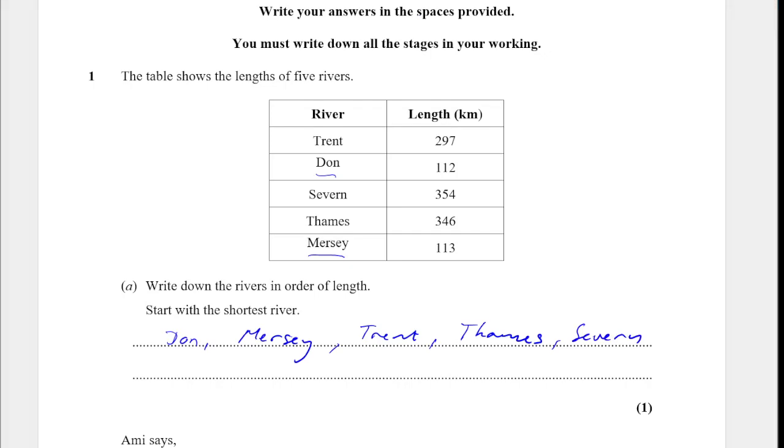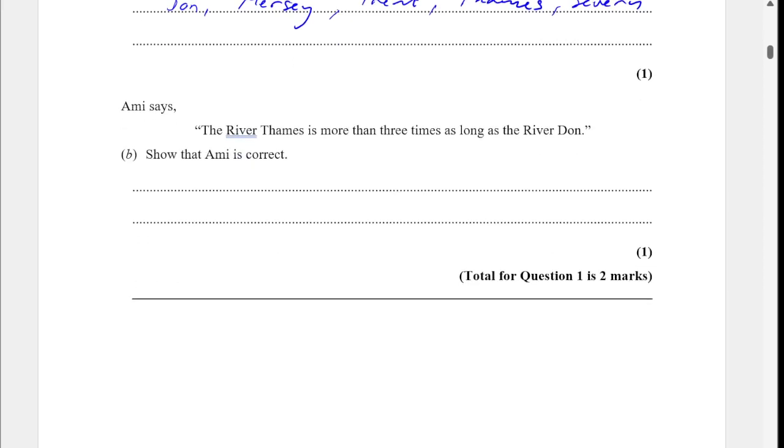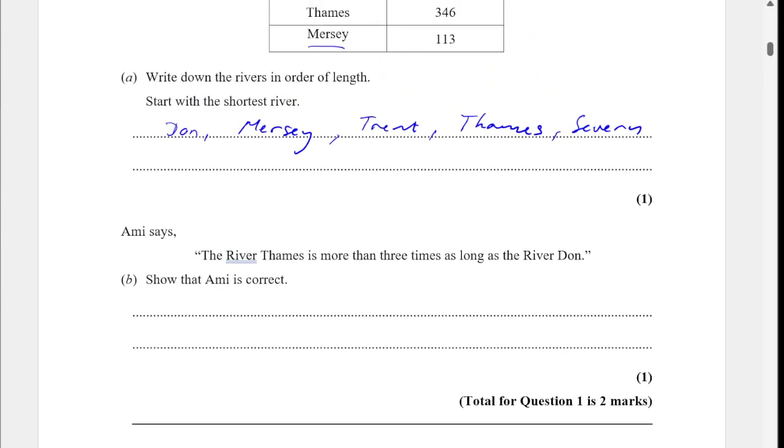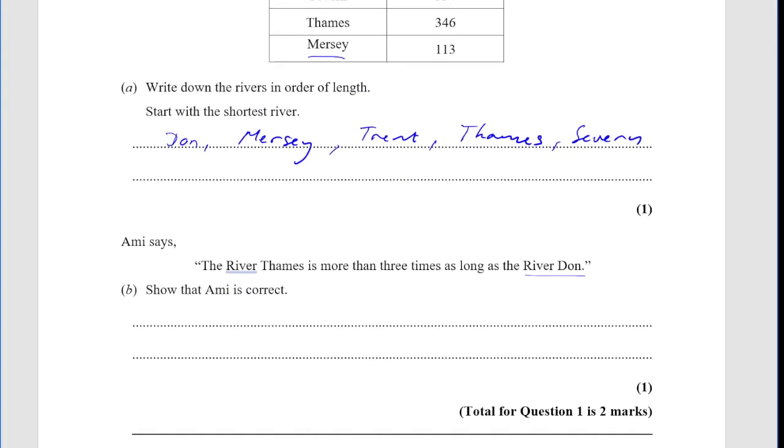So the second part then. Amy says the River Thames is more than 3 times as long as the River Don. Is Amy correct? I'm going to start with this one and times it by 3. The River Don is 112 meters, so times that by 3 would give us 336. And the River Thames is 346. 346 is bigger, so it is more than 3 times. Is Amy correct? Yes.